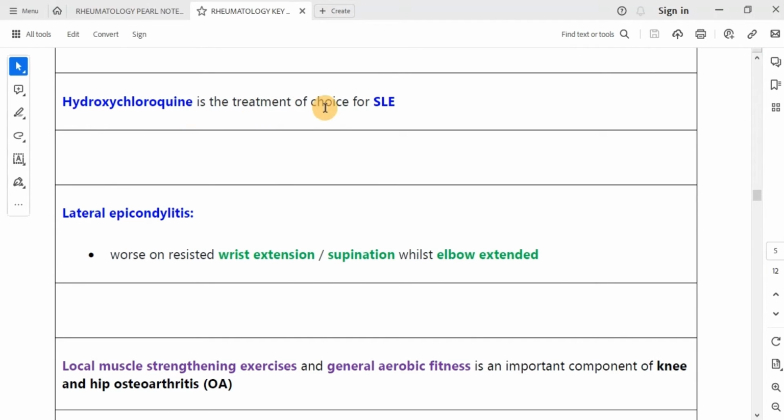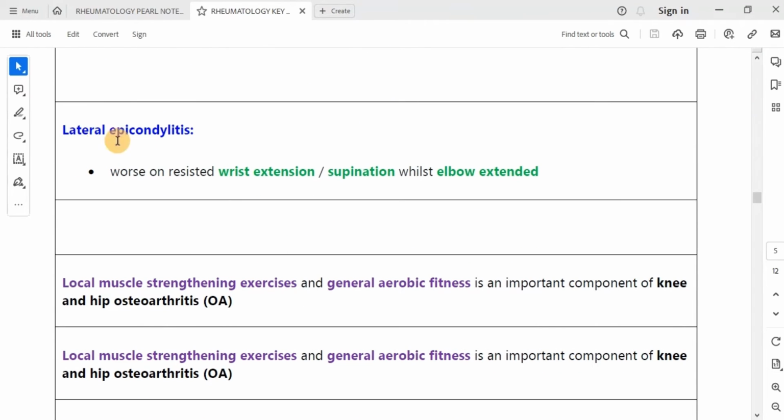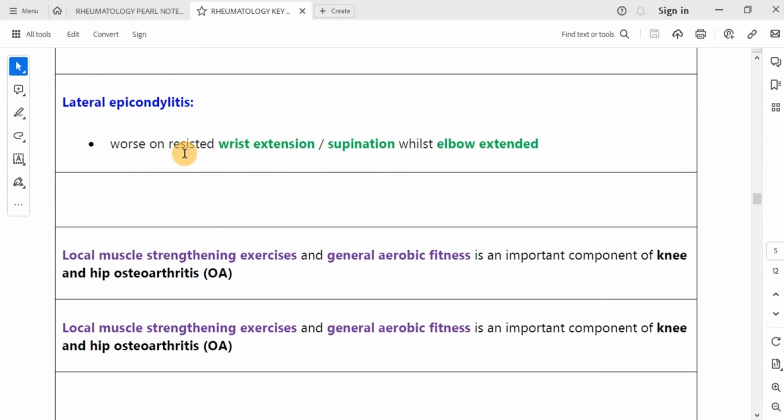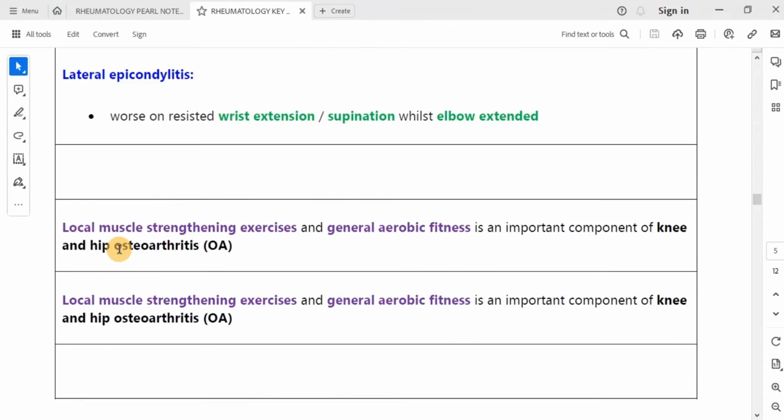Hydroxychloroquine is the treatment of choice for SLE. Lateral epicondylitis means tennis elbow. Tennis means tension, extension. The elbow would be extended, with resisted wrist extension or supination where the elbow is extended. And in case of medial epicondylitis, or golfer's elbow, the wrist should be flexed.